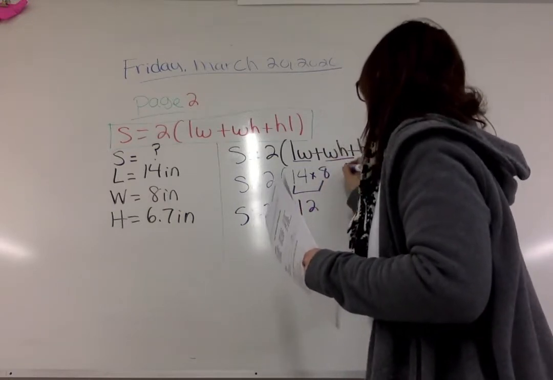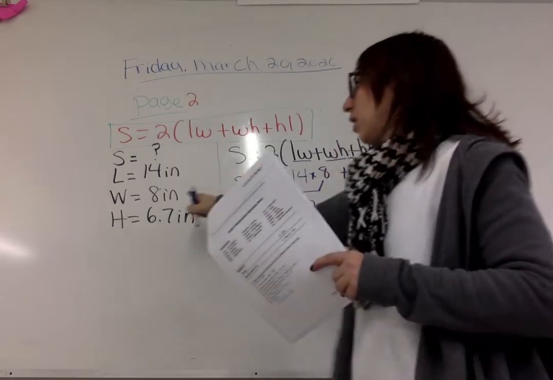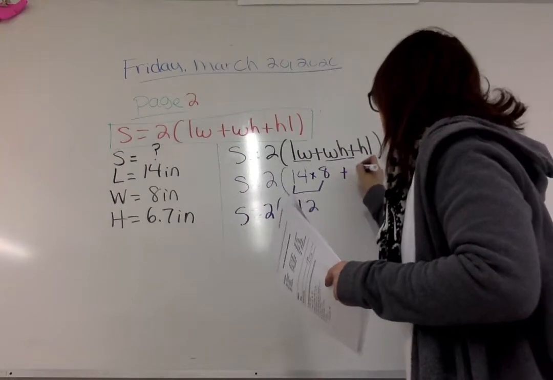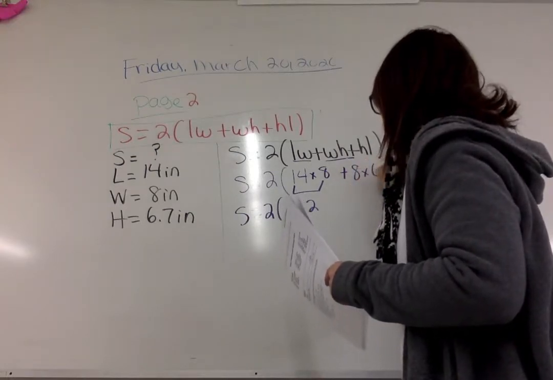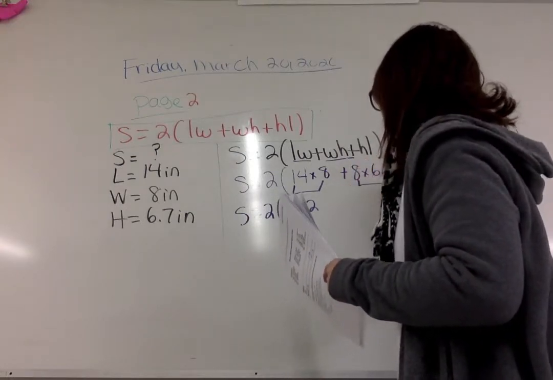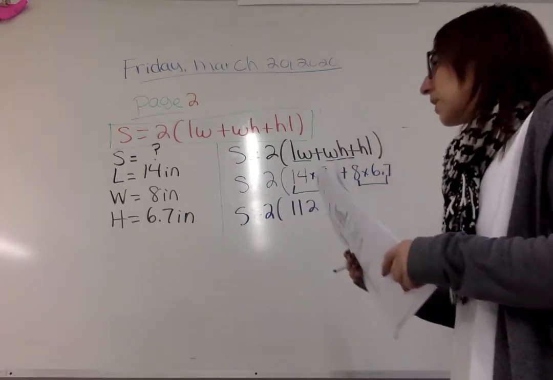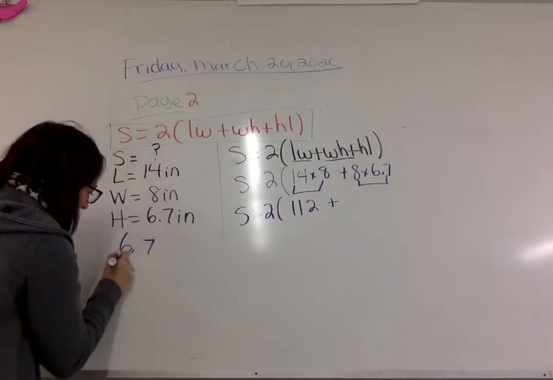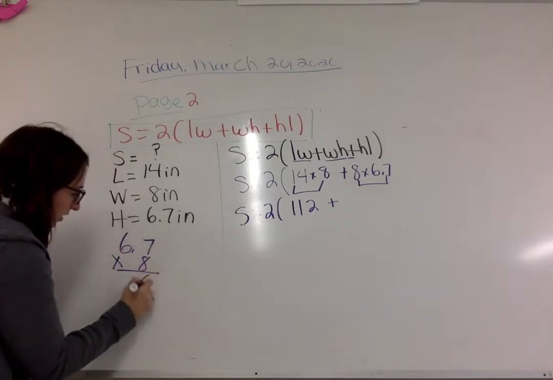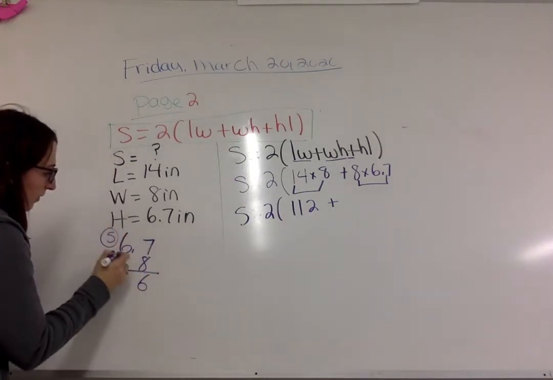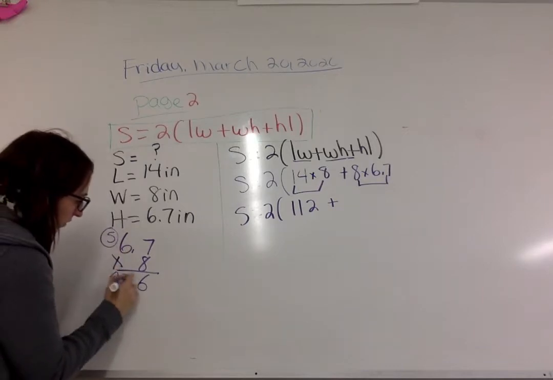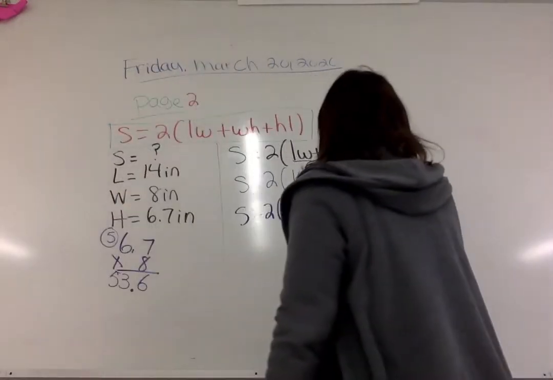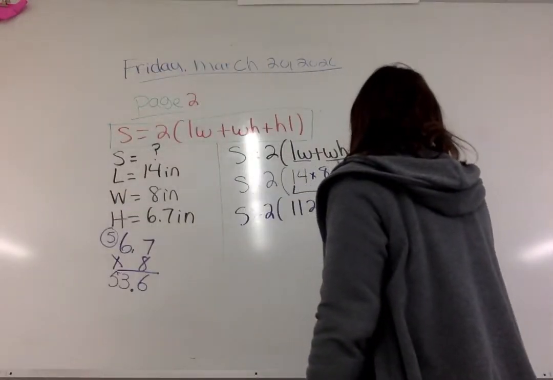Now I'm going to add the width times the height. The width is 8 and the height is 6.7. So I'm going to multiply 8 times 6.7. Let's find the product of 8 times 6.7. We'll do it right here. 6.7 times 8. This is 56. This is 48 plus 5 is 53. Bring down my decimal. 53.6. That's what this is equal to simplified if we use PEMDAS.